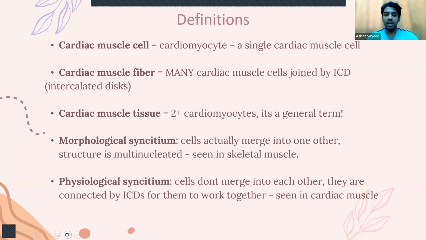Now, a cardiac muscle fiber is basically when you have many of these cardiomyocytes back to back on each other. So cardiomyocyte 1, cardiomyocyte 2, cardiomyocyte 3, they line up on each other and they join each other by something called intercalated discs. More about this later. Cardiac muscle tissue is just a general term to describe a bunch of cardiac muscle cells. And you guys have to remember this.